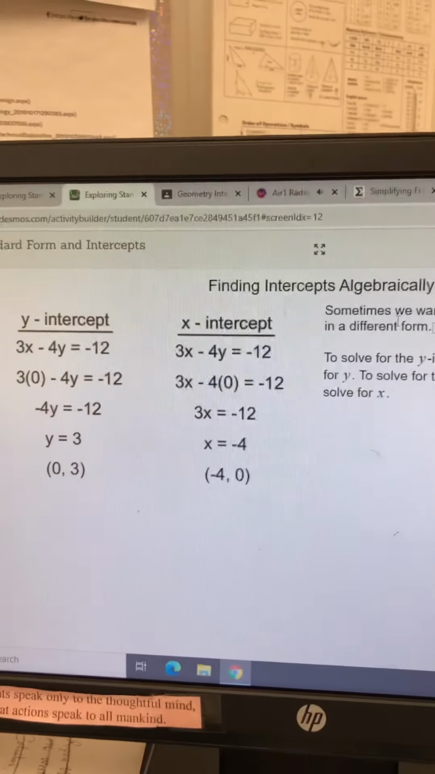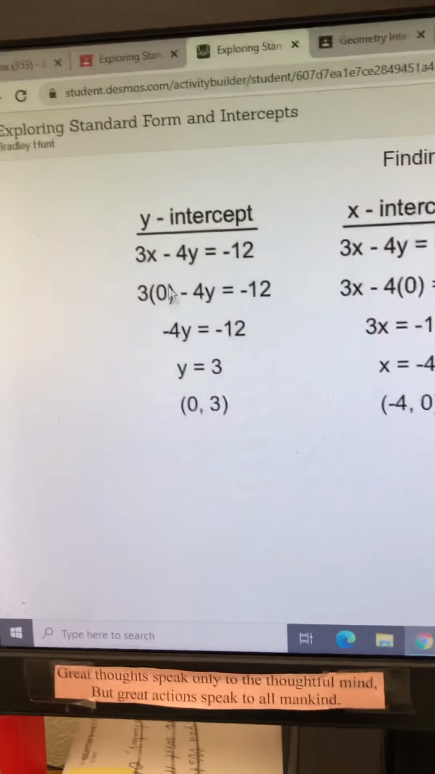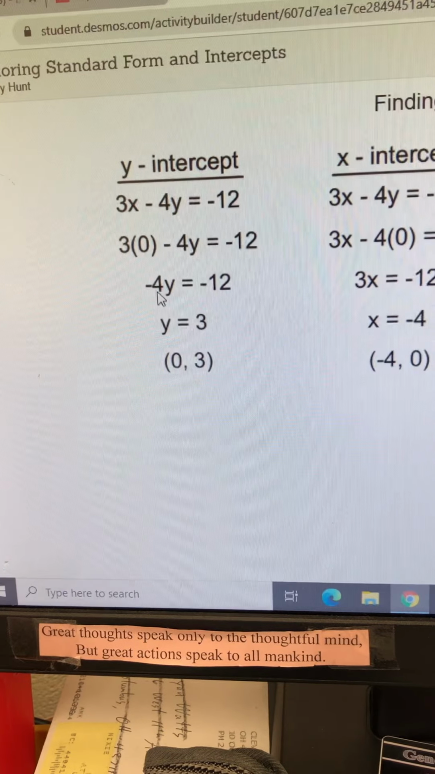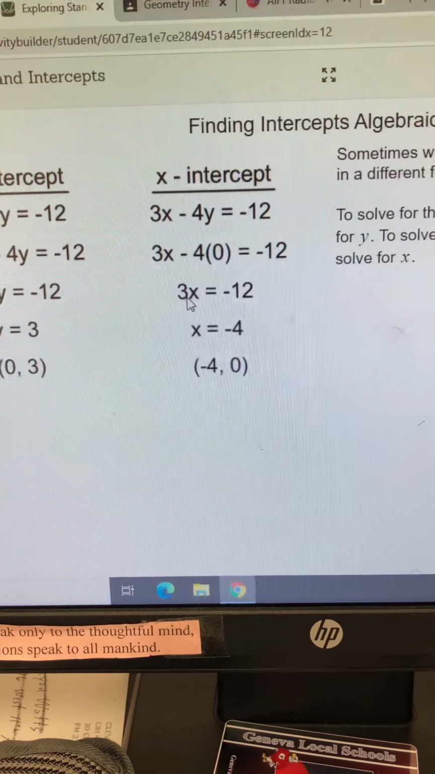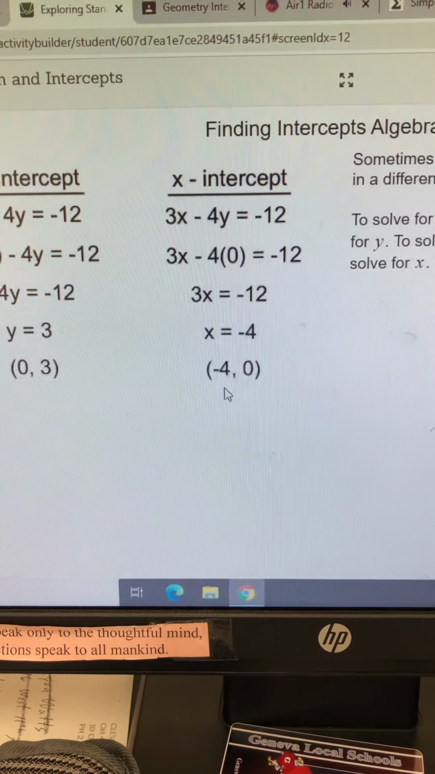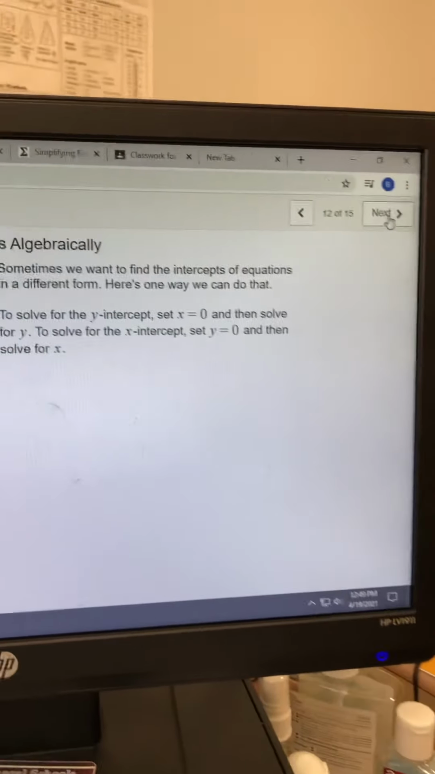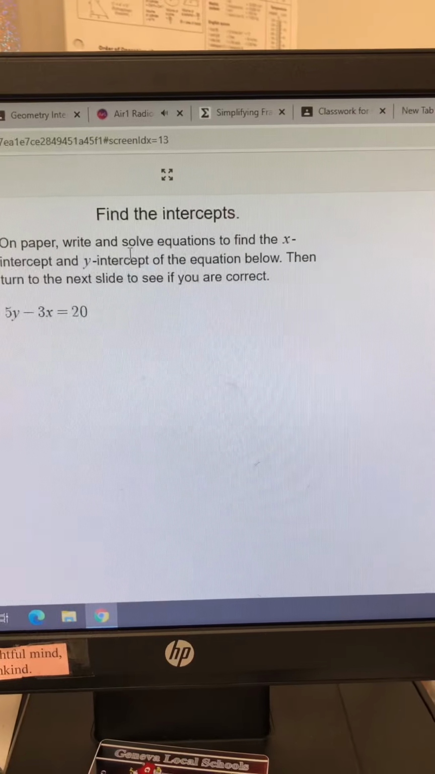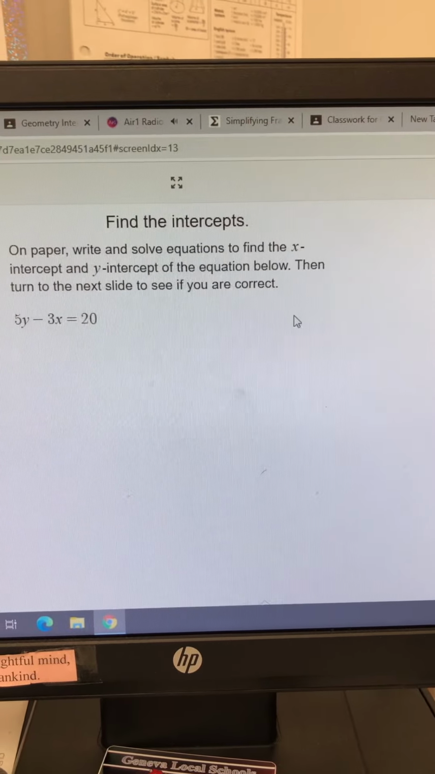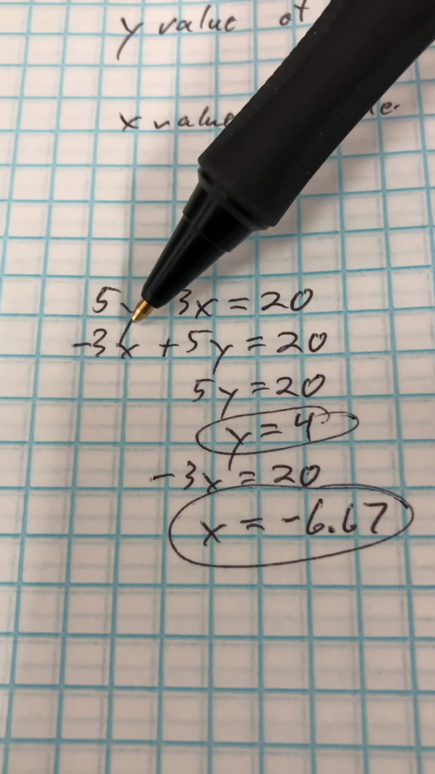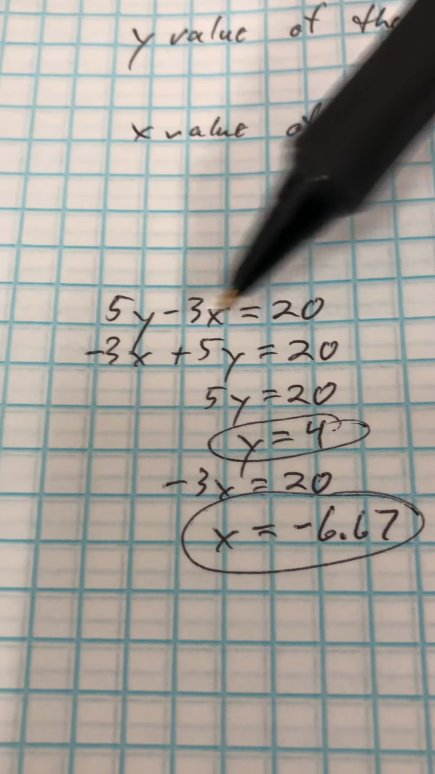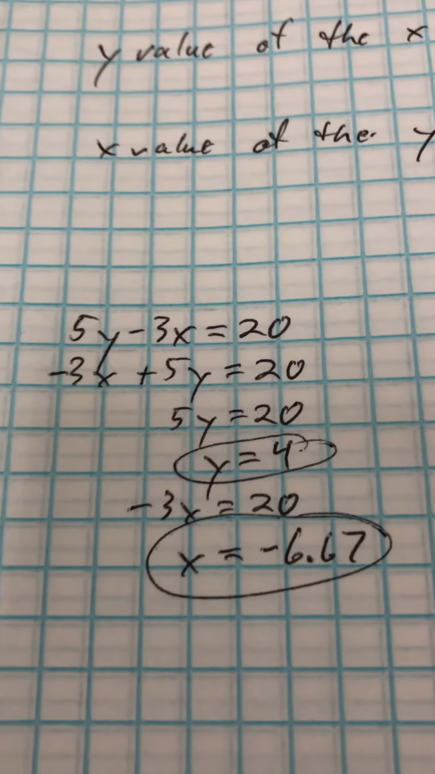Just pointing that out. Finding intercepts algebraically. This is what we were doing earlier, setting x to 0 to figure out what y equals, and then setting y to 0 to figure out what x equals. On paper, write and solve the x and y intercepts for this equation, and I have that one right here. I changed it to have the x first and the y.